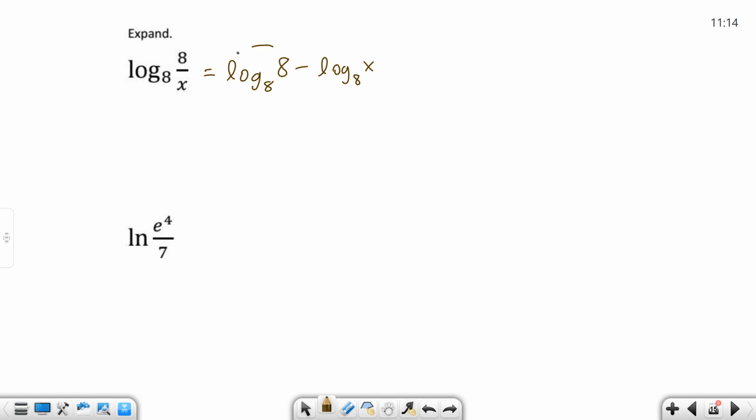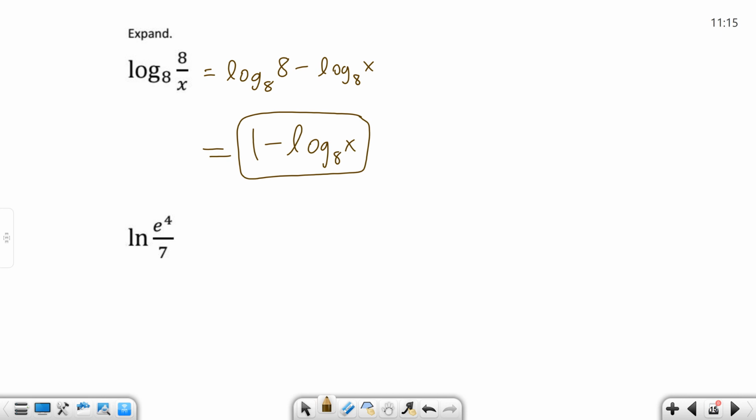And then the simplification piece: look at this right here. If these things match, log base b of b, that's 1. So this is 1 minus log base 8 of x. Can I simplify that? No. The way I know is I can't write x as 8 to a power because I don't know what x is. So I have to leave it 1 minus log base 8 of x.